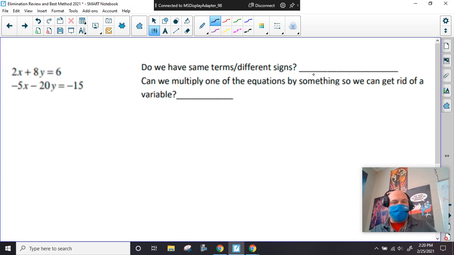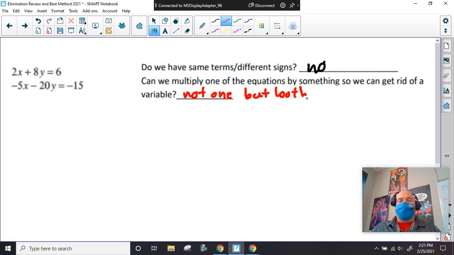All right. Do we have the same terms, different signs? This is a big fat no, just like all the girls used to tell me in high school. Now, can we multiply one of the equations by something? Probably. We can, and look, this is when we turn into an infomercial person. Not one, but both. Because there's no way that we can evenly multiply something into 2 to make it be 5, or 8 to be 20.